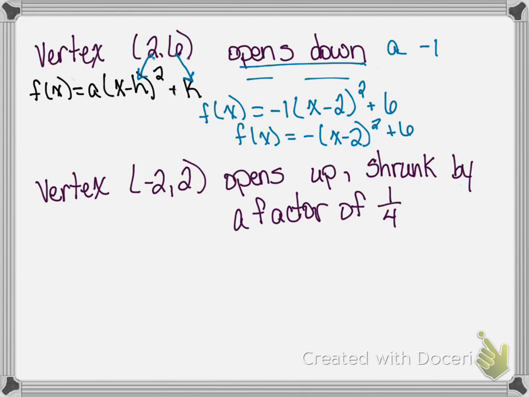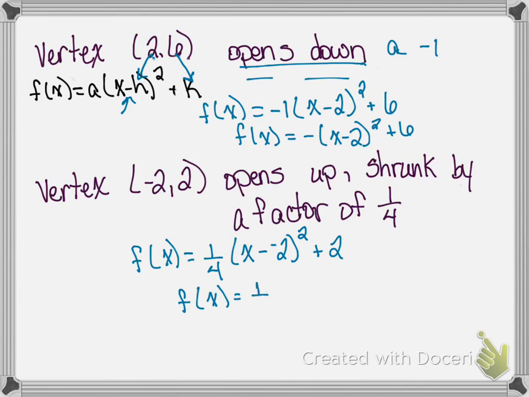Okay, now my second one, my vertex is (-2, 2). It opens up and it's shrunk by a factor of 1/4. Because it opens up, is A positive or negative? Positive. Now I'm shrunk by a factor of 1/4. So what is my A? It's just positive 1/4. Okay? Then I've got x minus negative 2. Be sure that you're aware there's a minus sign in the original formula. And then I have plus 2. I do need to rewrite this because I end up with 1/4 (x plus 2) squared plus 2.